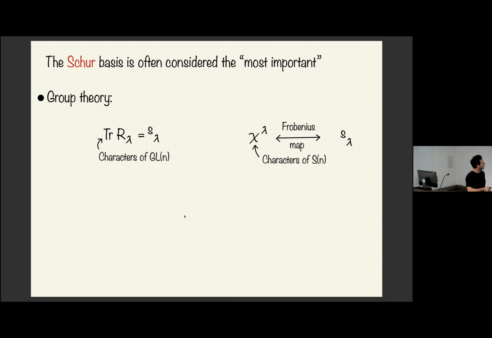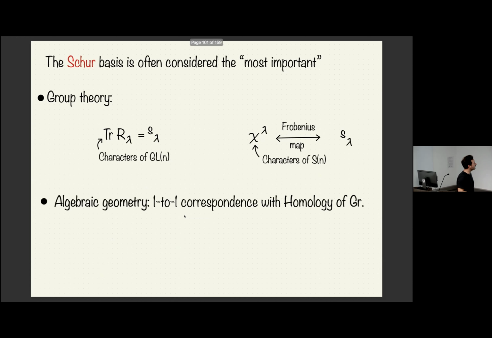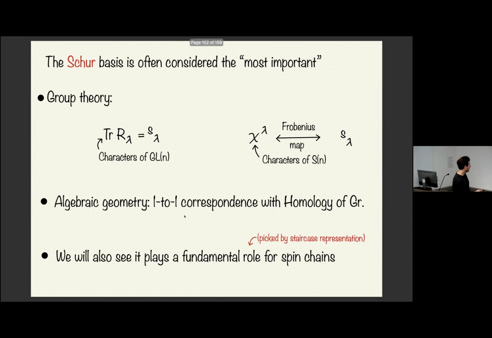So it relates to the representation theory of the general linear group, and also to the representation theory of the symmetric group via something called the Frobenius map, and these are Schur-Weil duals to each other. Schur polynomials also appear in algebraic geometry, and there's a one-to-one correspondence between Schur polynomials and elements of the homology group of a Grassmannian. That may not make sense to you, but it's a fact.